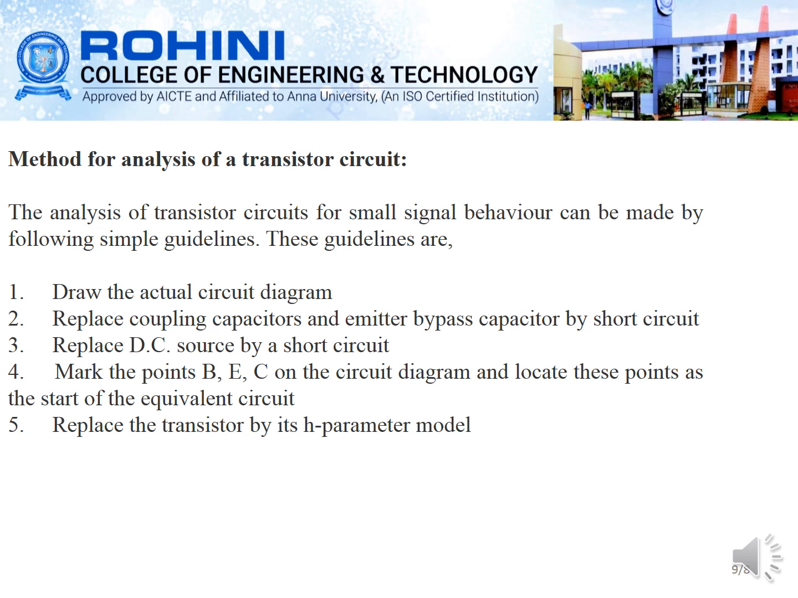After drawing the actual circuit diagram, we replace the coupling capacitor as well as the emitter bypass capacitor by a short circuit, and also replace the VDD supply by a short circuit. After that we point out the base, emitter and collector, and locate all those points on the equivalent circuit so that we can replace the transistor by the H parameter model. Thank you.